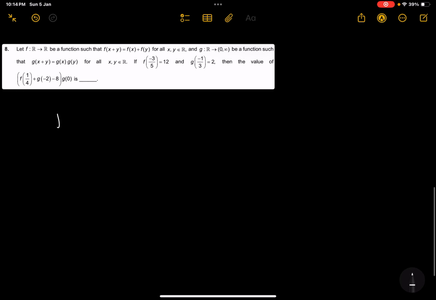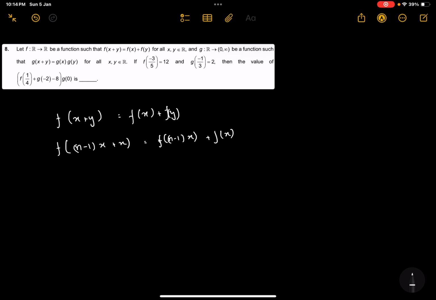Starting with the next question. We are given that f(x + y) = f(x) + f(y) for all x, y. So repeating this again and again, we'll get f(n-1)(x) + f(x) equals to... So opening this again, we'll get this is f(n-2)(x) + 2f(x) and so on. So finally we can say we have f(nx).